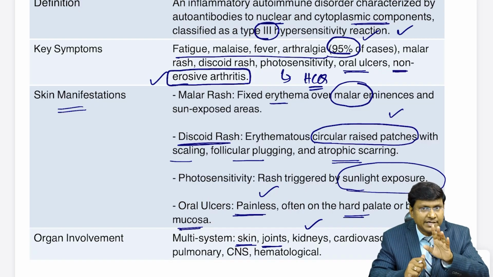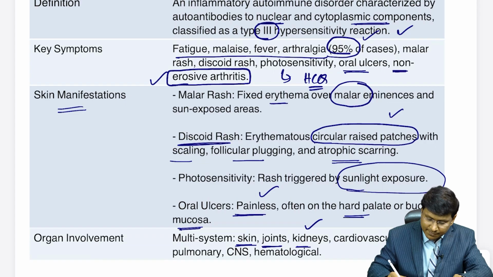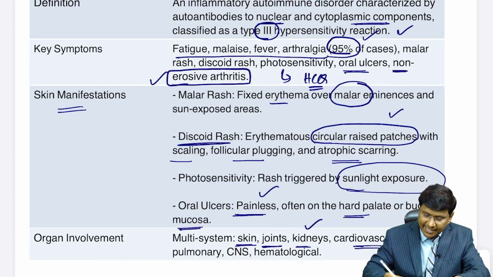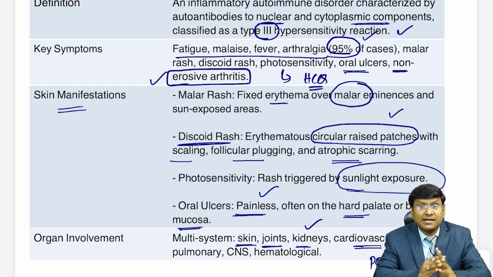In lupus nephritis there are a total of 6 classes, and the characteristic biopsy finding, or characteristic pathological lesion, is the wire loop lesion. That is what you observe within the kidneys. Next is cardiovascular involvement. Cardiovascular involvement will be in the form of pancarditis. In pancarditis you need to know that there is pericarditis, myocarditis, as well as endocarditis.